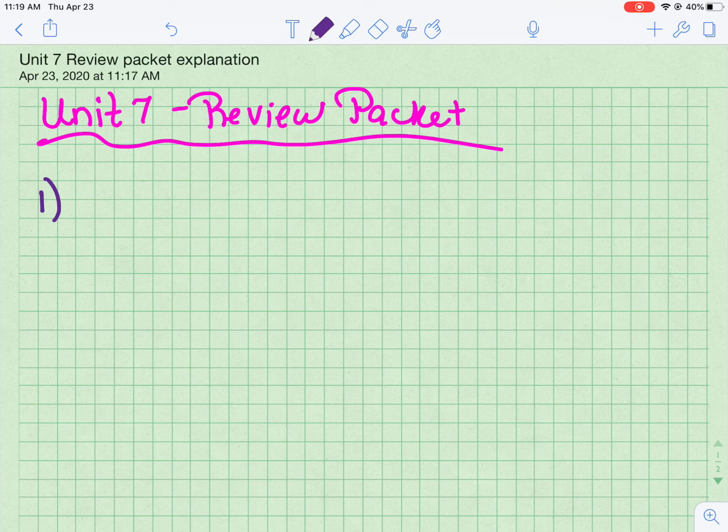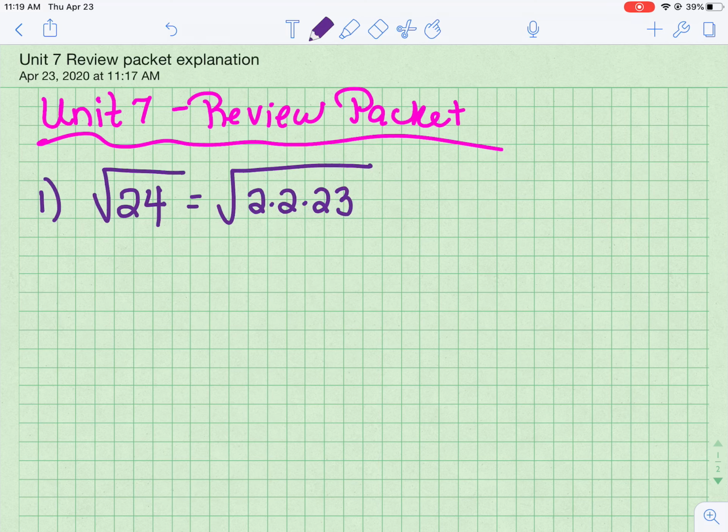Number 1 is the square root of 24. Remember, the first thing you need to do is prime factor that. You can use a factor tree, you could use your calculator, and then you need to write down those prime factors. If you don't know how to get prime factors, let me know and I can teach you that separately, okay? So 2 times 2 times 2 times 3. Put a dot there so we know, okay?